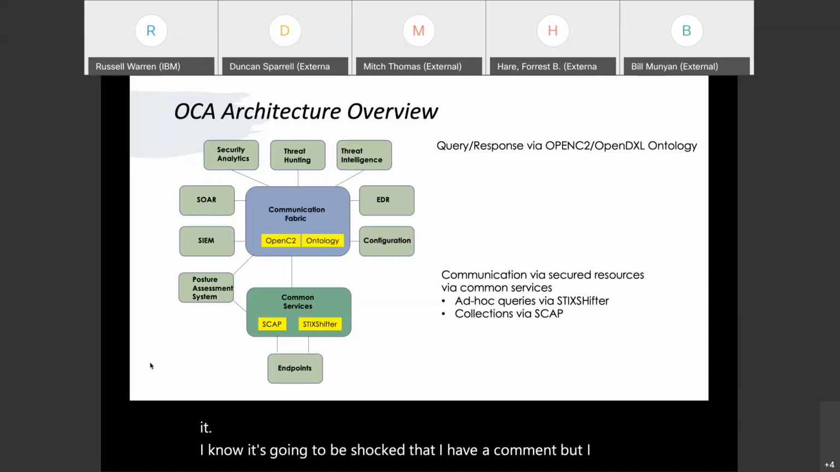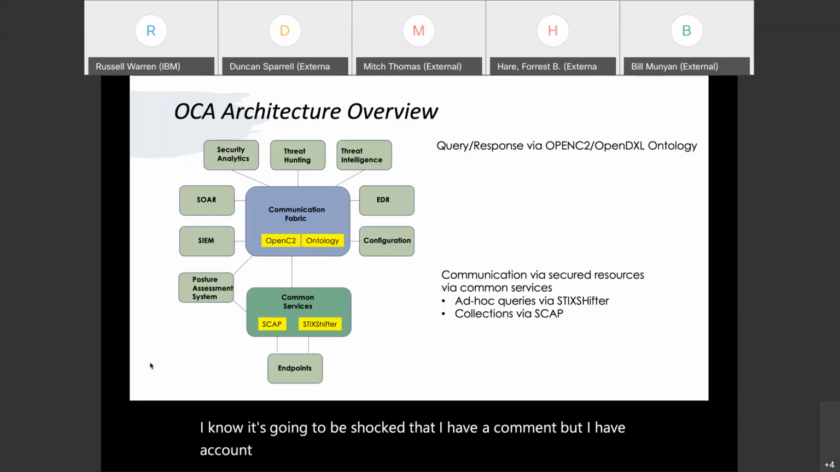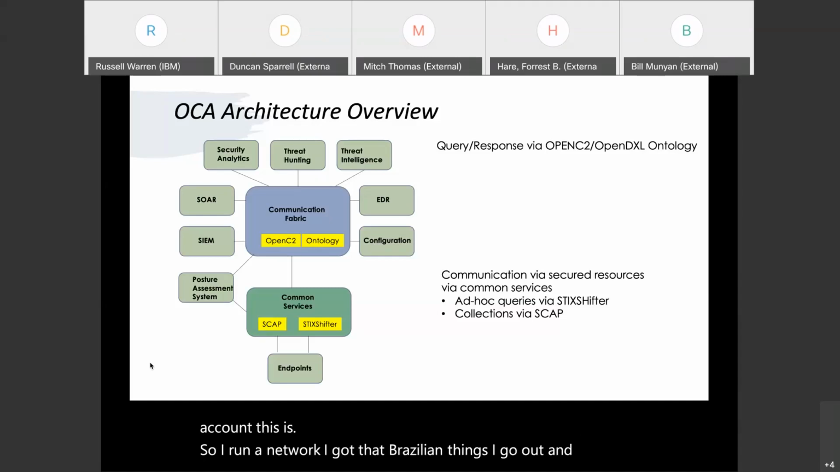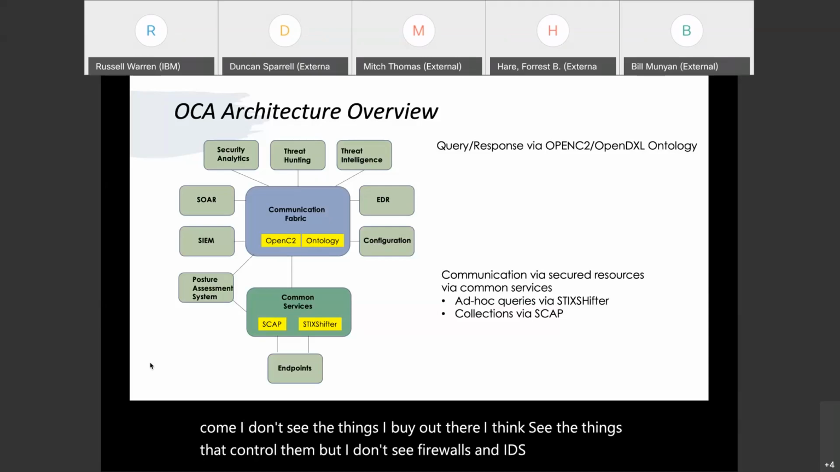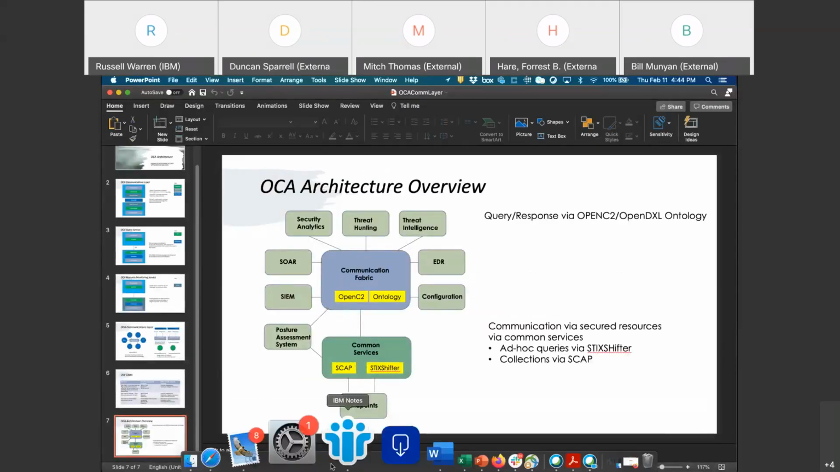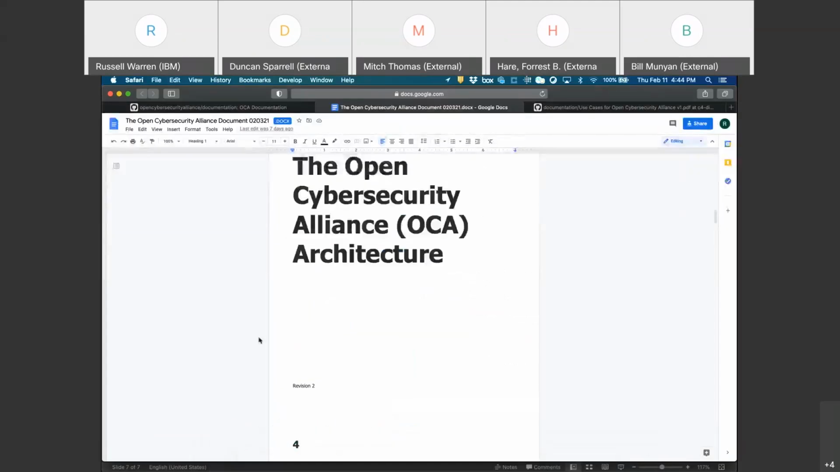This is Duncan. Yes. So I run a network. I got a gazillion things I go out and buy. How come I don't see the things I buy out there? I see the things that control them, but I don't see firewalls and IDSs and sandboxes and all that kind of junk. Where are the security controls in your picture? The thing we're actually controlling.